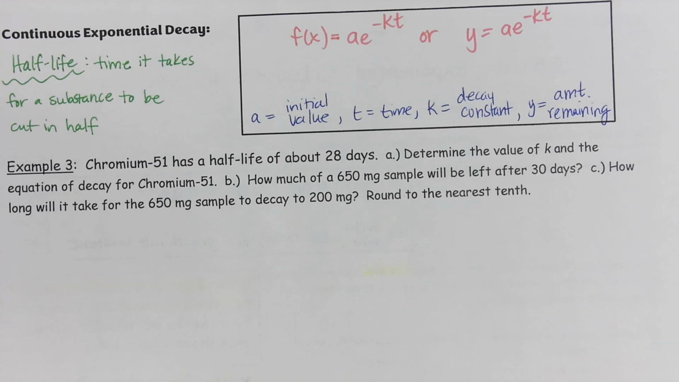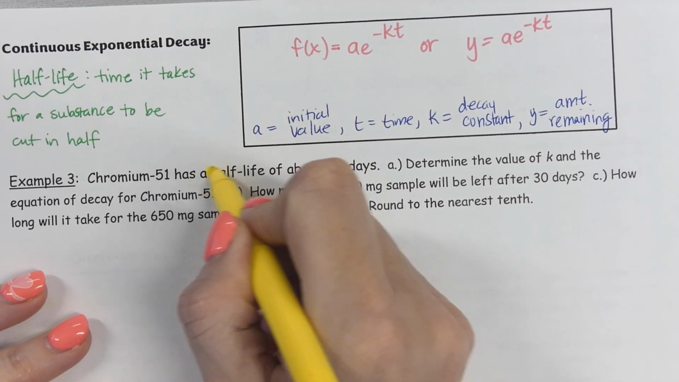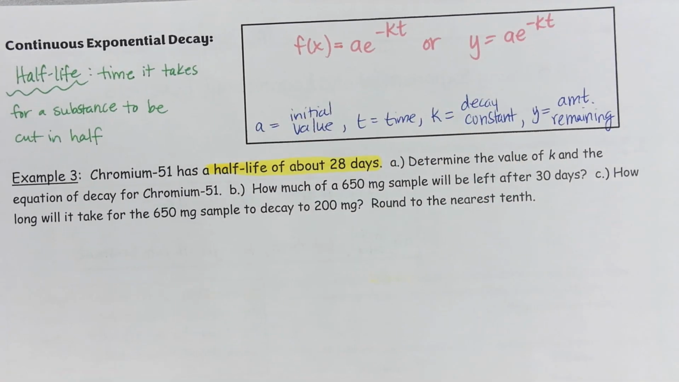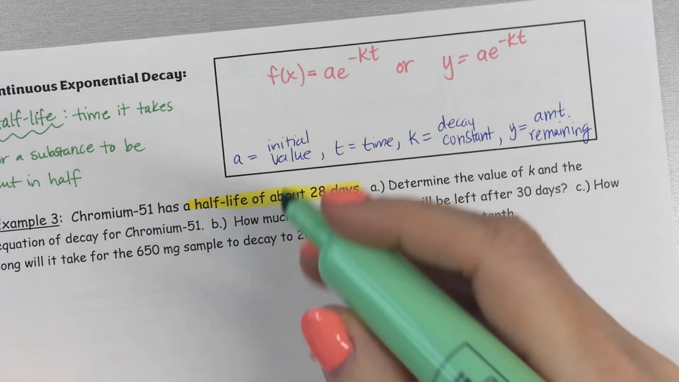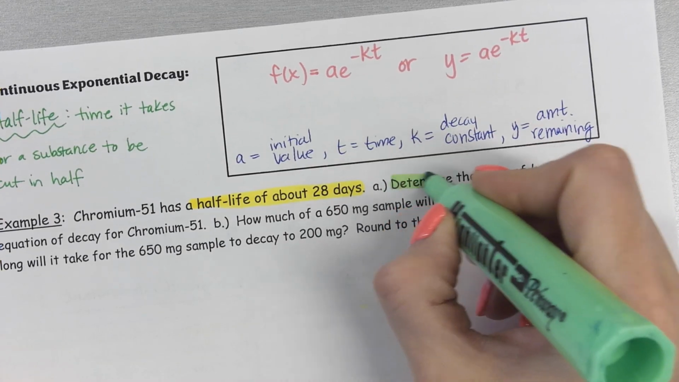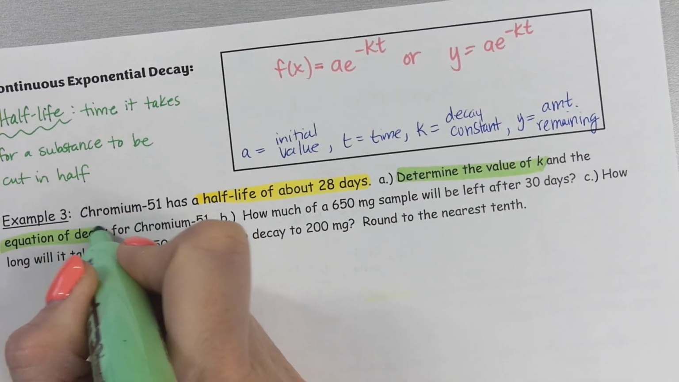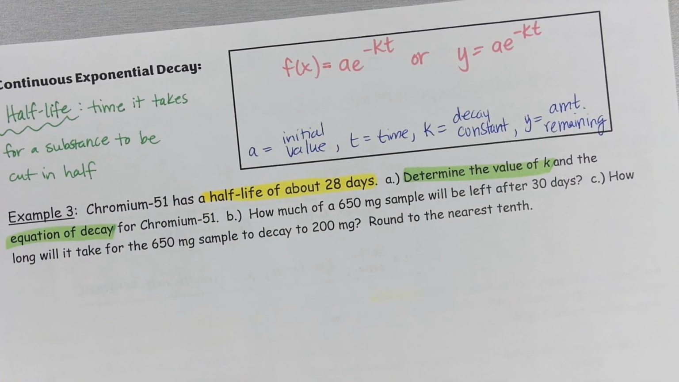All right, so the first thing we're going to look at is chromium 51. That has a half-life of about 28 days. And we're going to determine the value of k and the equation of decay for chromium 51. So we're going to find the value of k and the equation.